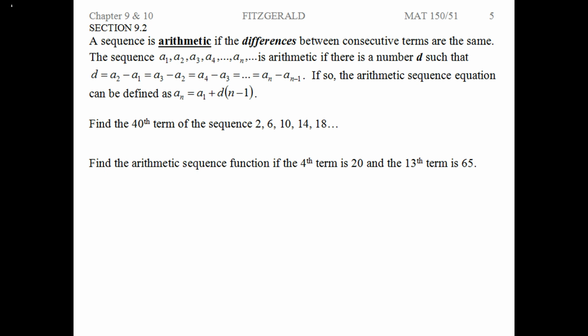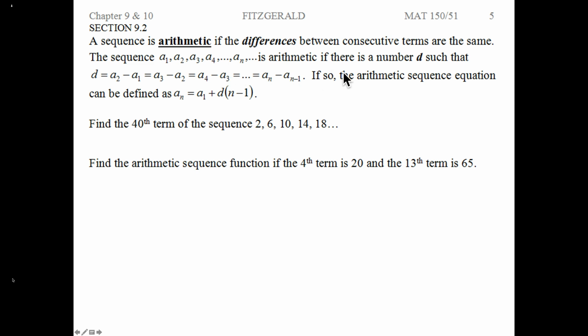Sequences and their special traits with their summation. So a sequence is arithmetic if the differences between consecutive terms are the same. So if you look at a sequence, the first term, second term, third term, fourth term, and so on and so forth, there's going to be a number d, where d will be equal to the second term minus the first, the third minus the second, the fourth minus the third, and so on and so forth, until you get the last term minus the second to last term.